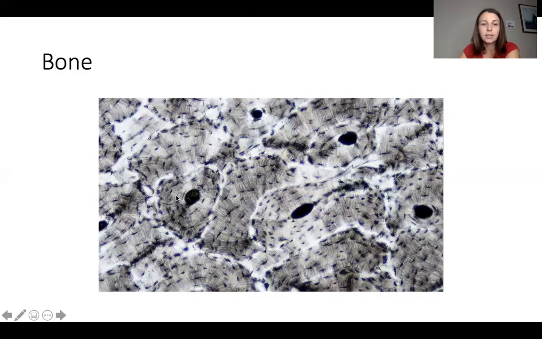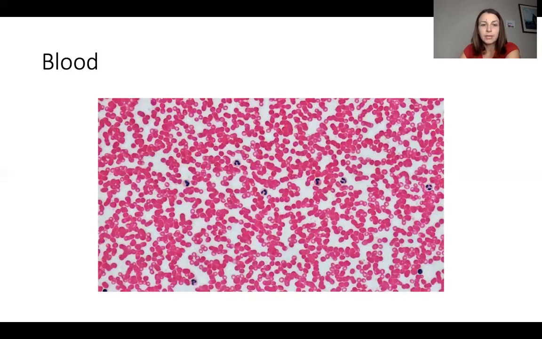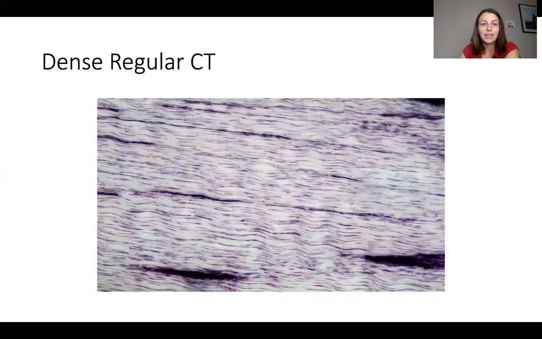Here we have bone. There's a central canal here, and in bone development, you get these rings that are characteristic of what bone looks like at the microscopic level. This is blood. These are red blood cells. Blood is a connective tissue. Another connective tissue here, this is dense regular. So I think of tendons when I think of this, and this is dense because there's not a lot of matrix or background substance, and this is regular because these lines are parallel, okay, and it's a connective tissue.